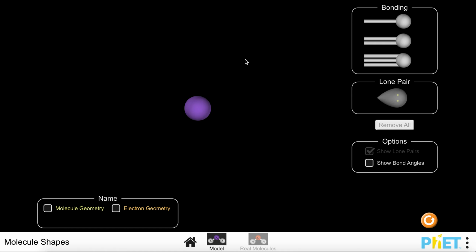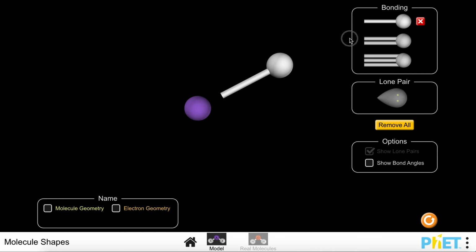I think it's helpful to do that. But it's also going to be helpful to see these molecules and be able to manipulate them. So I'm just going to introduce you to this simulation, and then we'll go through in a little bit and highlight some of the aspects of the different geometries in which we go over. So key points here is that we start off with a central atom.